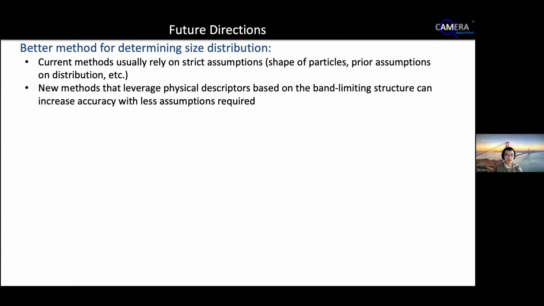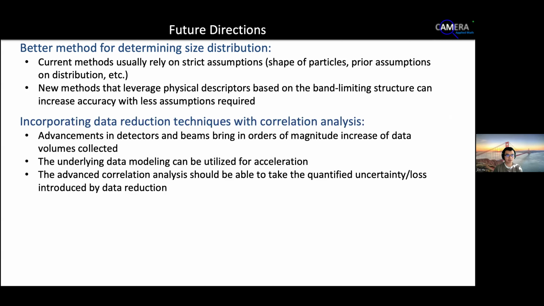And another way to do that is to adapt our MTEX 3D algorithm to poorly dispersed samples. So instead of a single scalar, potentially we can use the philosophy of MTEX 3D to extract a distribution of the rotation diffusion coefficient rates. The second work we're interested in is to incorporate data reduction techniques with correlation analysis.